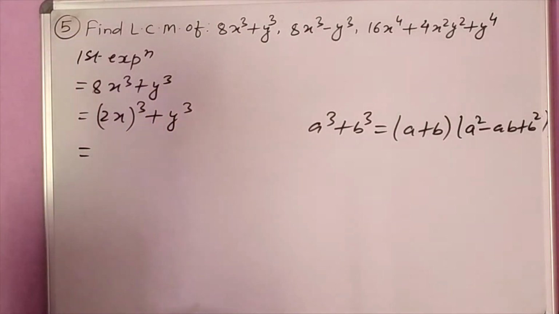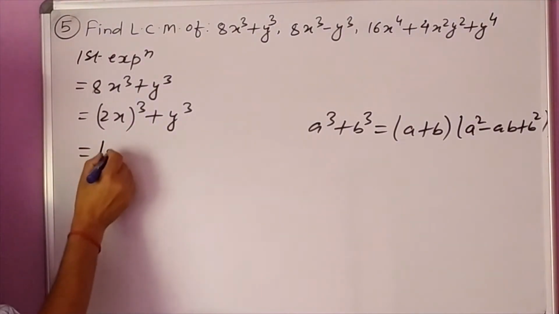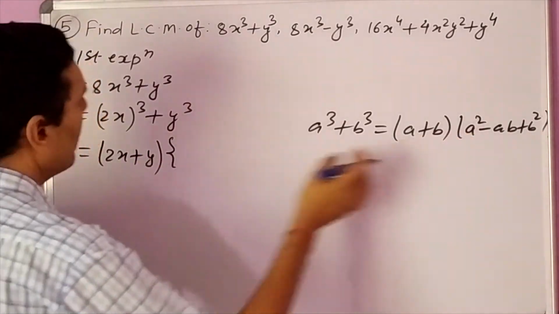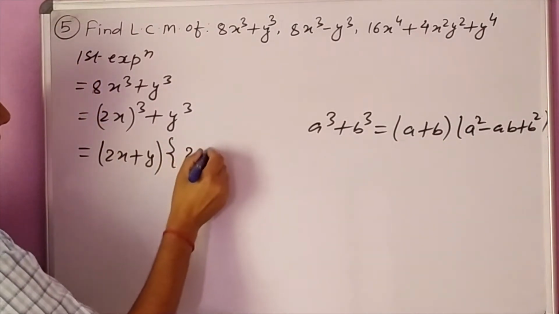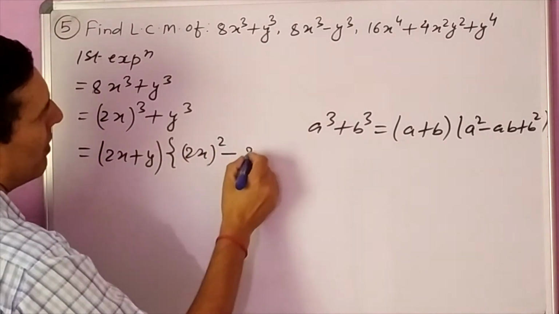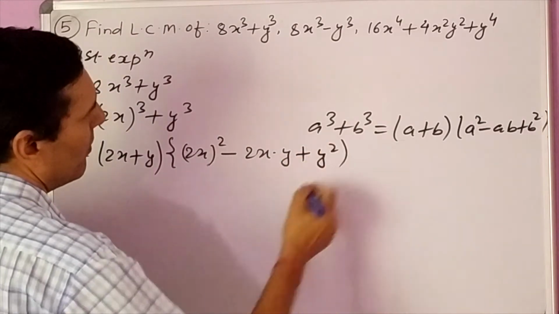Here our a is 2x and b is y. So a plus b is 2x plus y, and a², the square of 2x, minus ab, 2x into y, plus b², it is y².